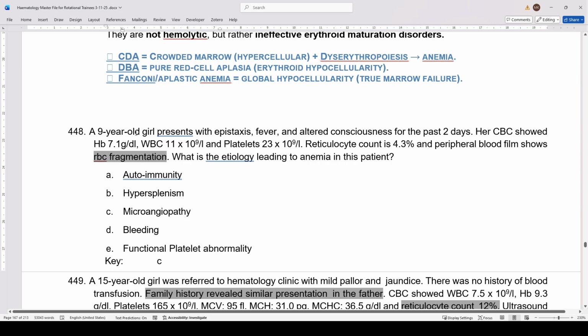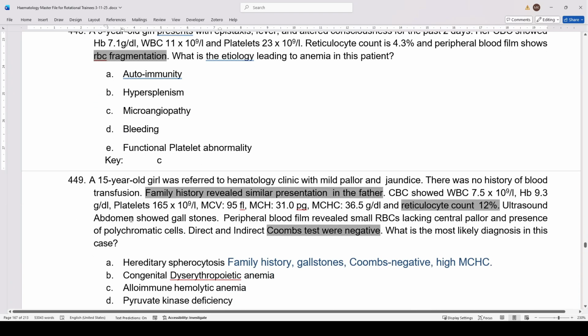Okay, so just see, she has a fever. All the criteria of the pentad are there: fever, altered consciousness, pancytopenia, reticulocyte count is raised, she has schistocytes, fragmented RBCs, and anemia is due to what? It is due to microangiopathic hemolytic anemia. So it is microangiopathy. Okay, then the next is a 15-year-old girl referred to hematology clinic with pallor and jaundice.